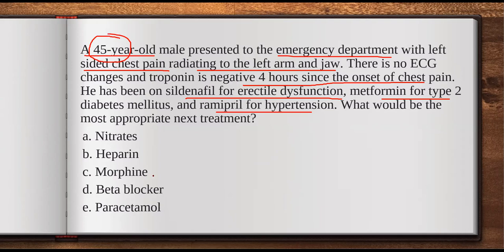Obviously, heparin is not needed at this point unless troponin is elevated. If troponin is elevated, then only you give heparin. Otherwise, there is no indication of giving heparin to this patient. If there is ST elevation, then you send this patient to the catheter lab. If there is no ST elevation but troponin is increased, which means non-ST elevated MI, at that time you give heparin. If ECG is negative and troponin is negative, that means it's unstable angina. For unstable angina, we don't need to give heparin.